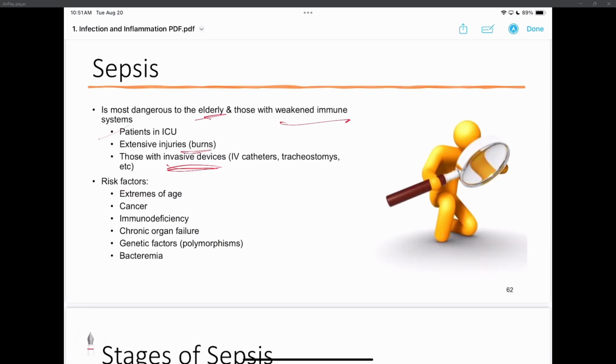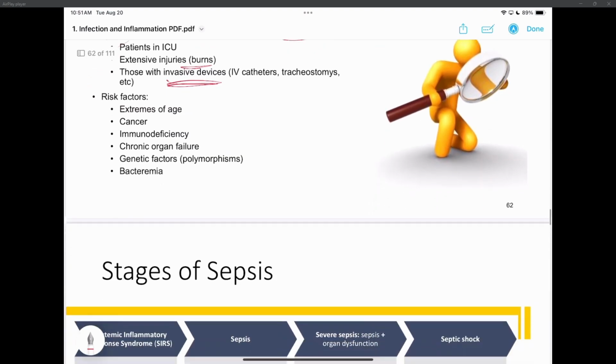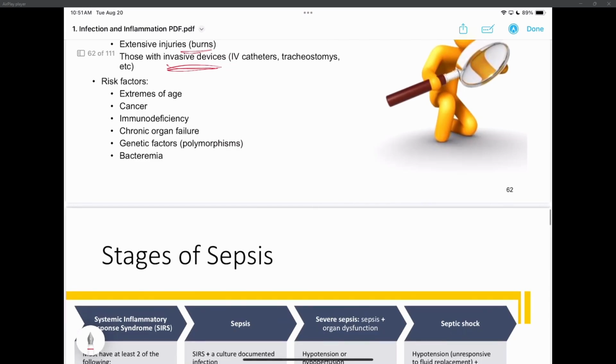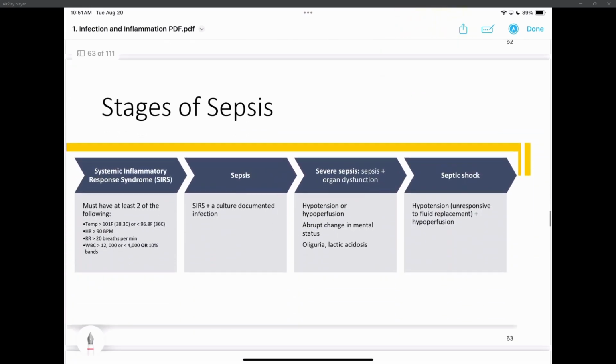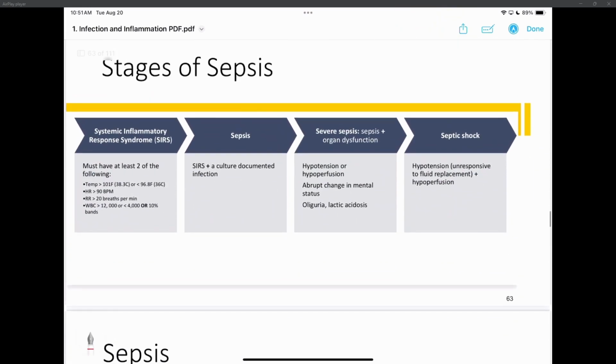Risk factors we talked about already: extremes of age, any genetic factors, and obviously bacteremia. So the stages of sepsis. These are the actual diagnoses. This is a very important slide for you to know. Whoever makes your Kahoots or Quizlets, there's 4 questions right off the bat you can do from this one. Very easy, so a little tip for you.